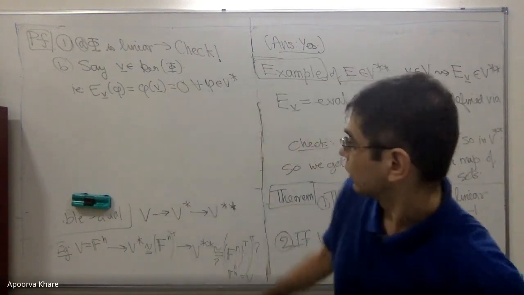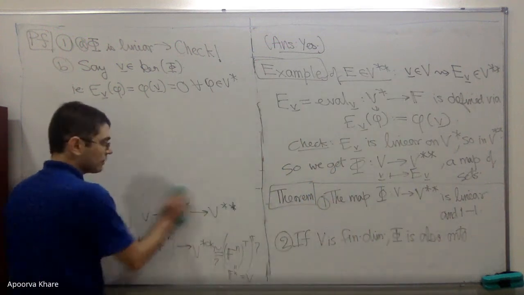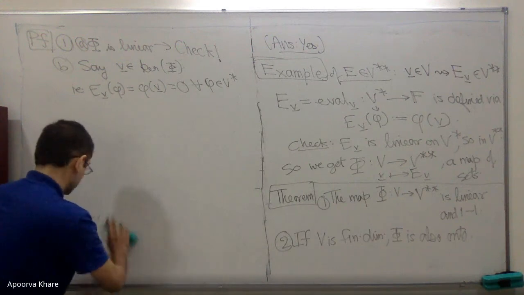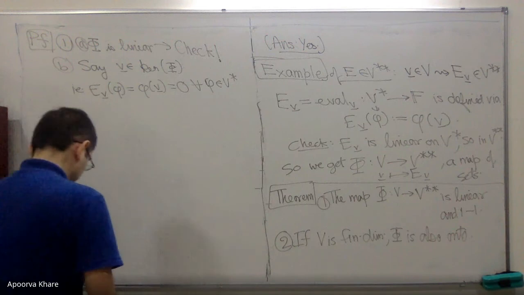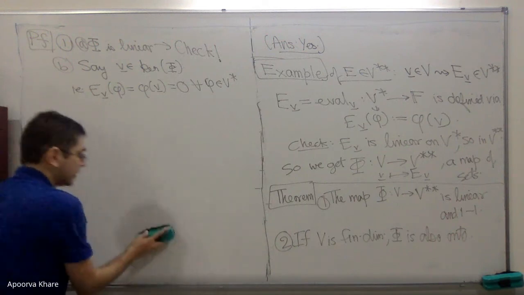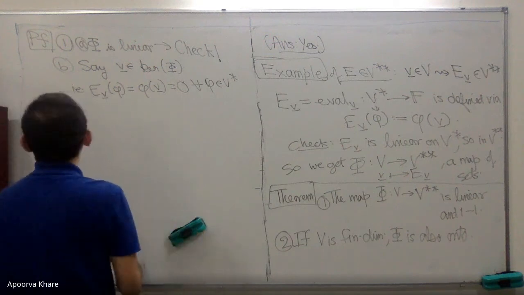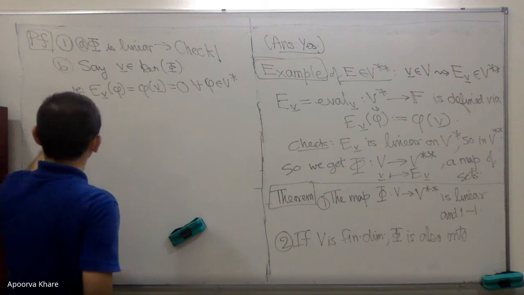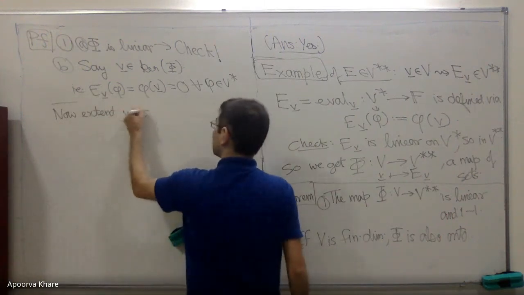So here is what you do. Here again, I haven't said it's finite dimensional yet. So I have to use Zorn's lemma: I extend v to a basis of the vector space V. And using that, I cleverly define a linear function. Now extend v to a basis.